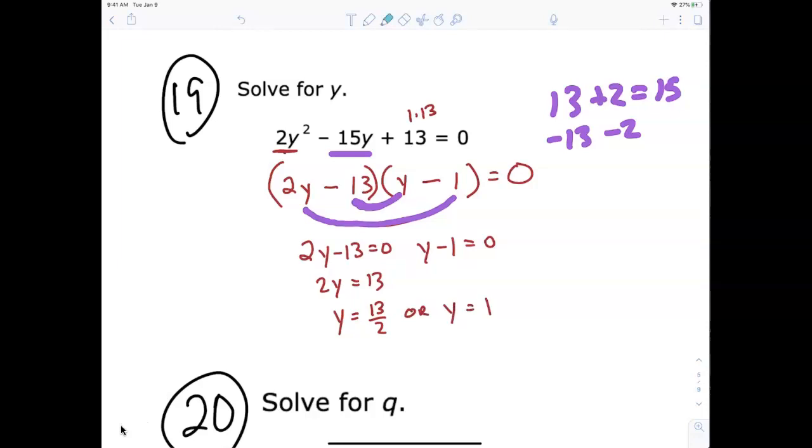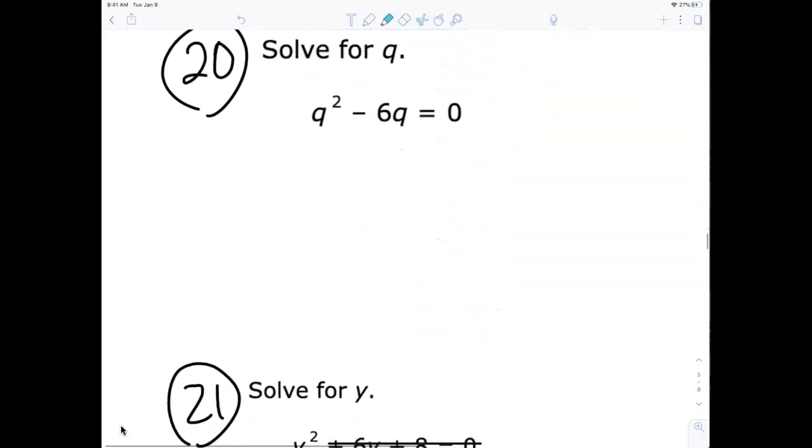All right? So again, you should be getting better. Should be kind of bringing back some great memories. But again, the factoring is really, really important, so please do a good job on this. All right? Let's talk about 20.